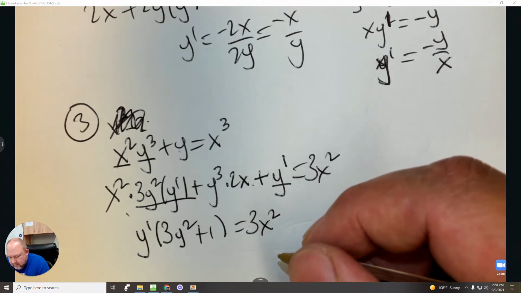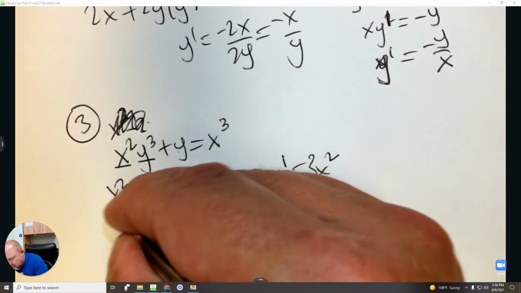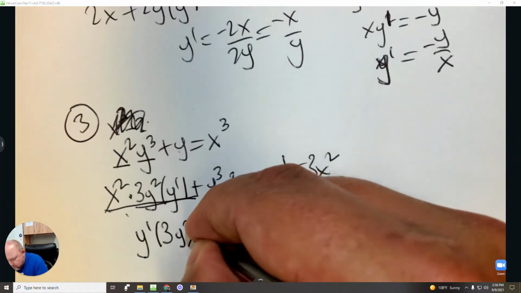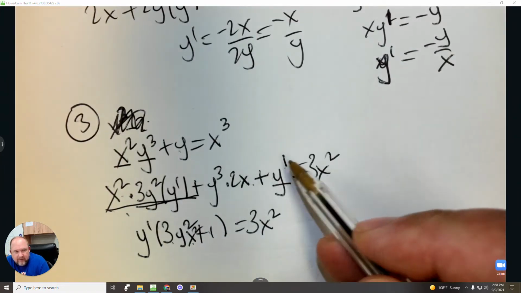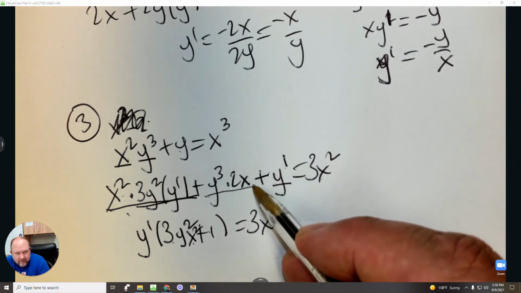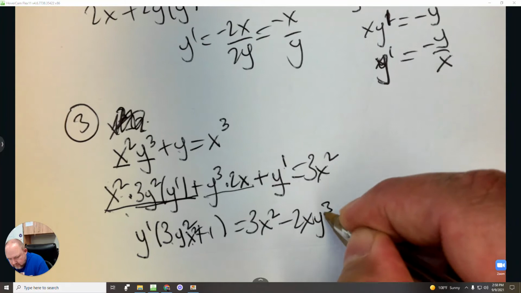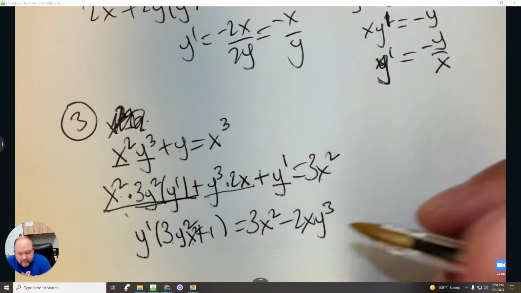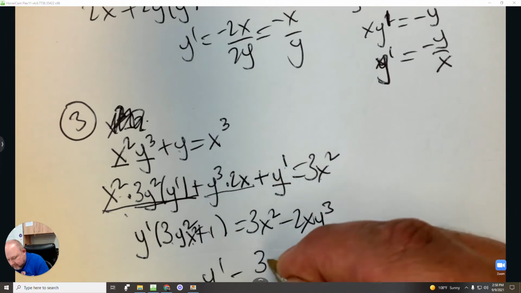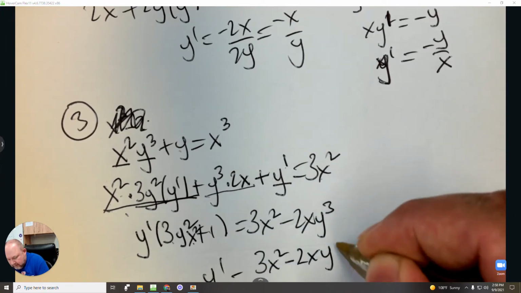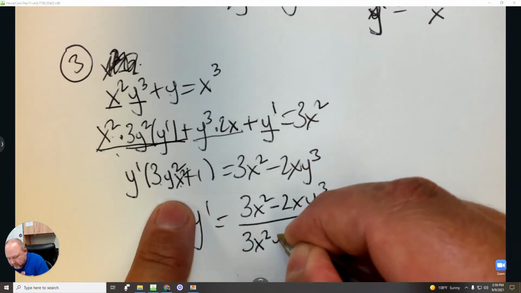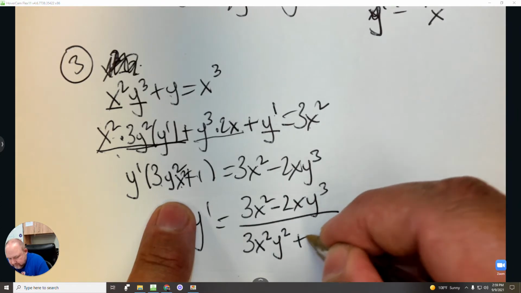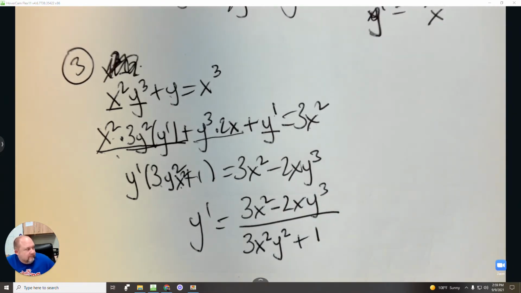Oh, wait a second. What did I do here? This is all together. So 3y squared, x squared, that's all together, plus 1. Then we're going to subtract this to the other side. And then the last step is we're going to divide. So we have 3x squared minus 2xy cubed divided by this. So I'll put them in order. 3x squared y squared plus 1. Number 4.